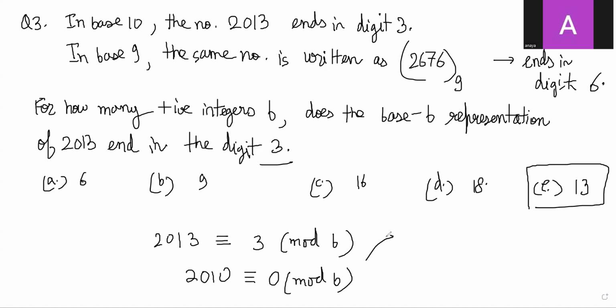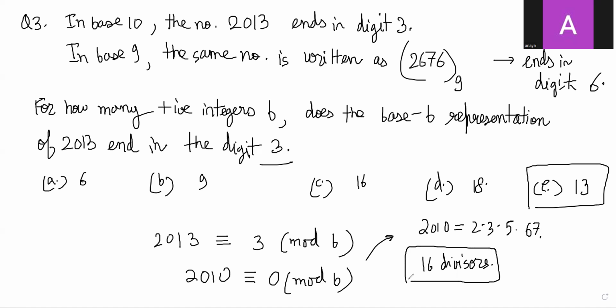If you do the prime factorization of 2010, you get 2 times 3 times 5 times 67. From that, the number of factors is 16. But you can't have base 1, base 2, and base 3 because you can't write the digit 3 there. The base has to be bigger than 3, so you cannot have divisors 1, 2, and 3, and you get 13 left.